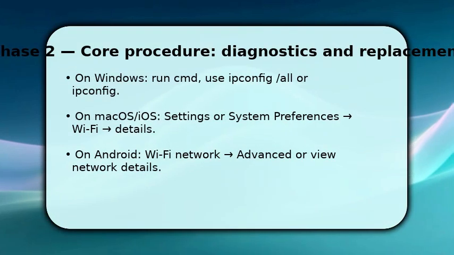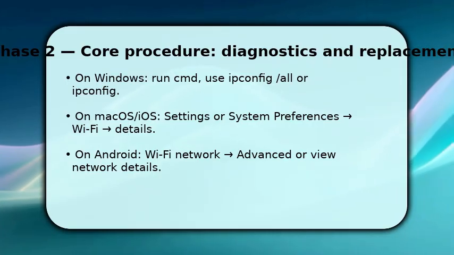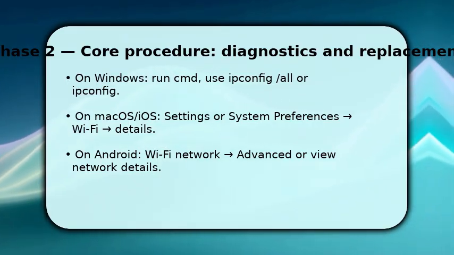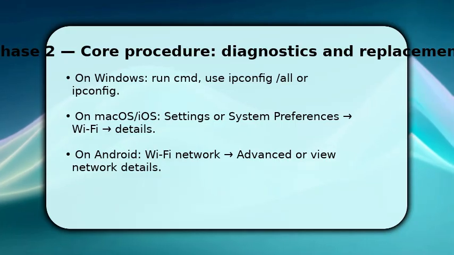On your device, retrieve the assigned IP and the gateway, the hotspot's IP, using built-in tools. For Windows, open Command Prompt and run ipconfig. Read the IP address and default gateway.